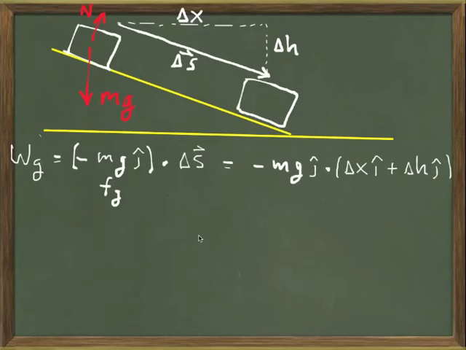Delta s has two components, delta x in the i direction and delta h in the j direction. So when I take this dot product, I will get 0, right? Why do I get 0? Because there's a j hat dot product i hat. Those two vectors are perpendicular to each other, so the dot product gives you 0.